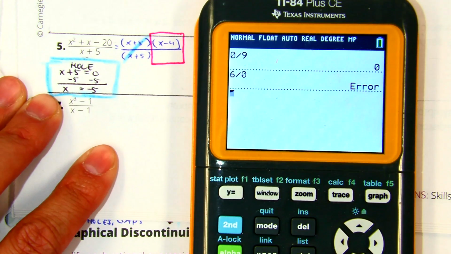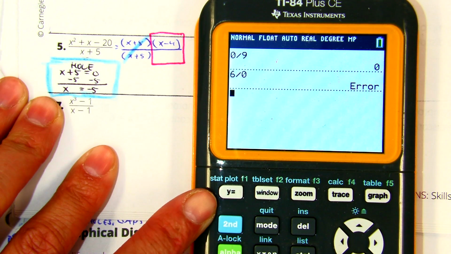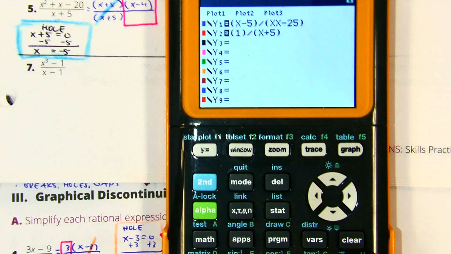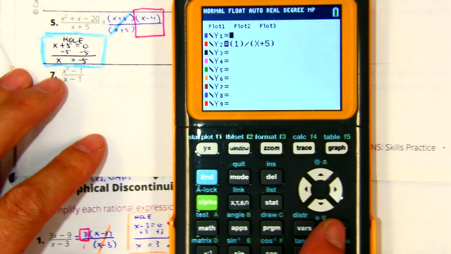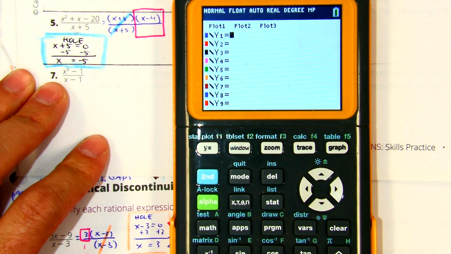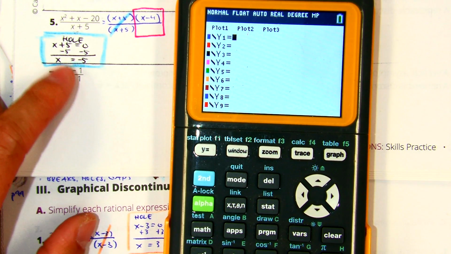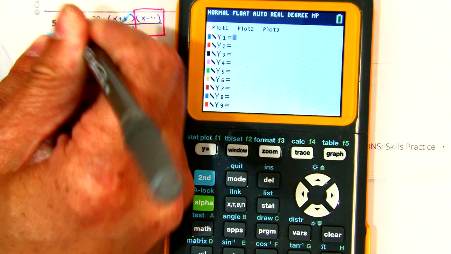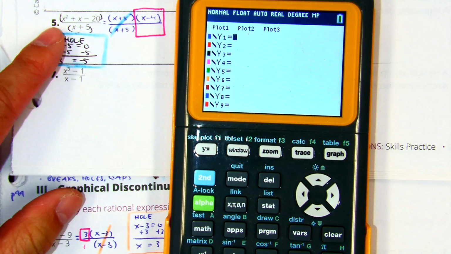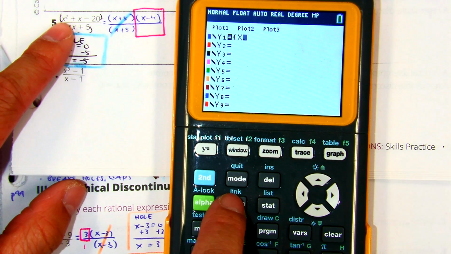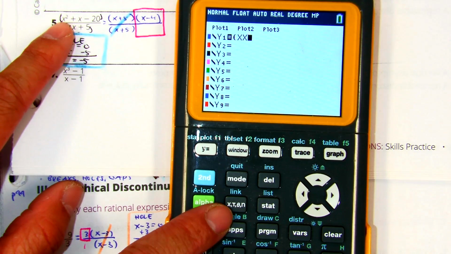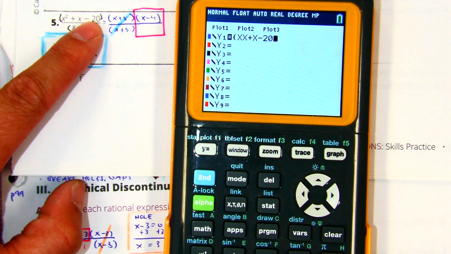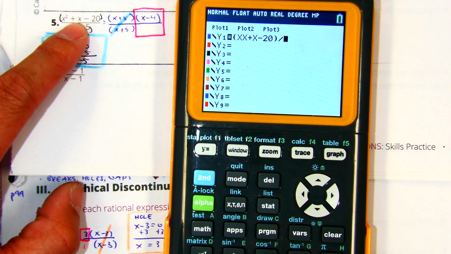If you have a graphing calculator, I'm going to type in y equals here. I'm going to clear everything else out. So below your down button is a clear, and press down and then clear. If you have your Desmos, go ahead and put it in. Remember, as a tip, make sure you're using parentheses. So for mine, I have parentheses, x squared, just type in x twice, plus x minus 20, divided by x plus 5.